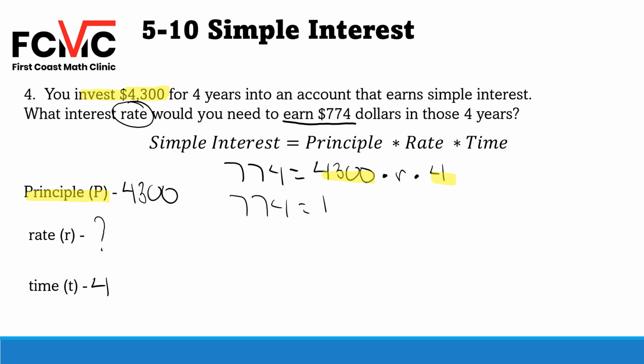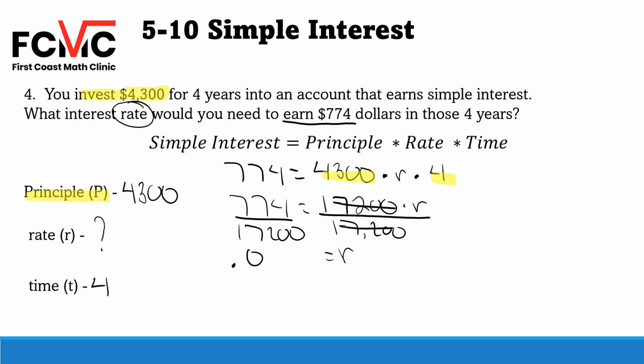And we're going to get 17,200 times R. Then divide by the 17,200. 17,200 cancels out. And we get R equals, and you're going to get 0.045. All right, so that's our rate.